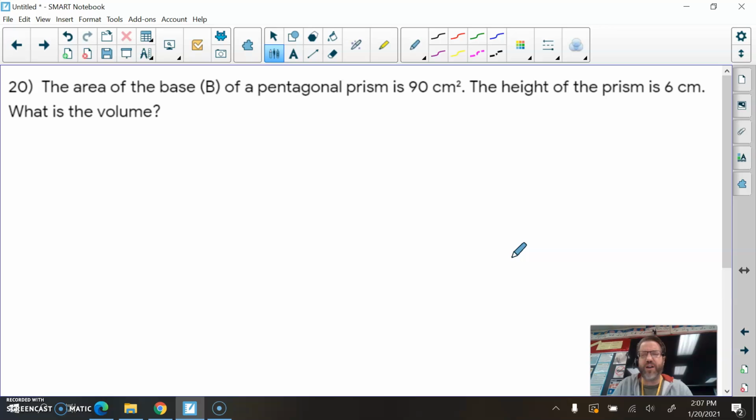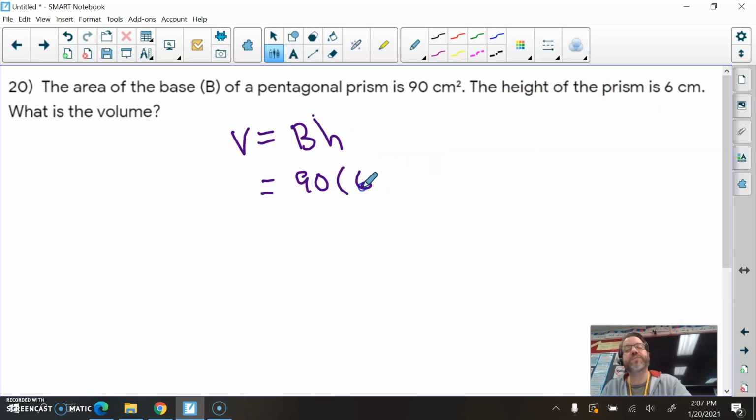And you might be thinking, well, I don't know how to find the volume when I have a pentagonal prism. Actually, yes, you do, because volume equals big B times little h. It's the area of the base times the height. And guess what? We are told what the area of the base is. The area of the base, big B, is 90. So let's just substitute that in for B. And then multiply by the height of the prism, and that's given as well. It's 6. So this ends up being actually a really easy problem. Area of the base times the height. 90 times 6 is 540.